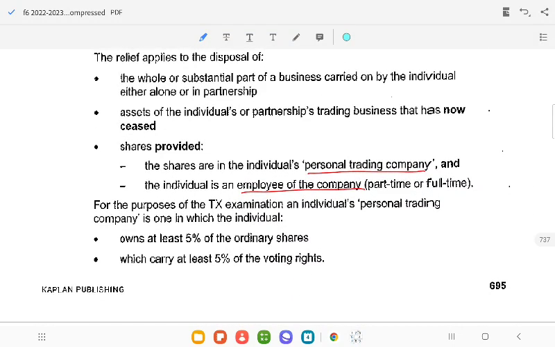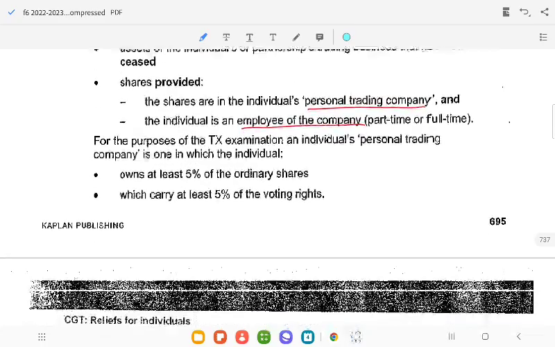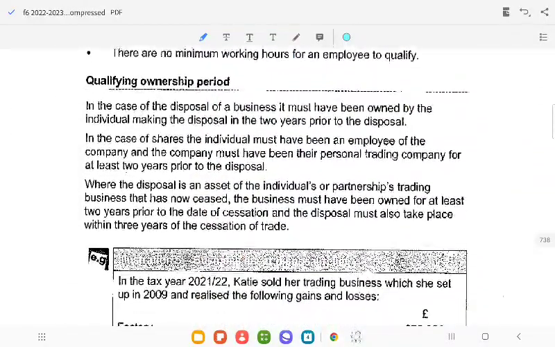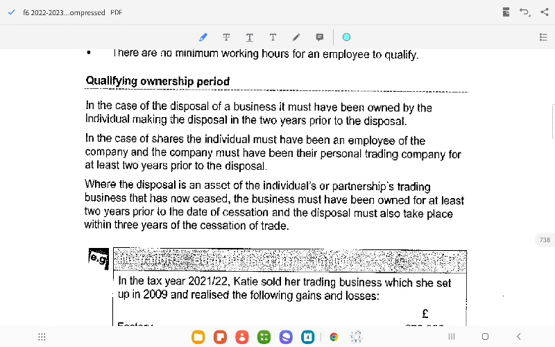It is a company in which the individual has 5% ownership of ordinary shares or 5% of voting rights. The qualifying ownership period is 2 years in every situation. For example, a business must be owned at least 2 years before disposal. In case of shares, the individual should be an employee for at least 2 years or have held the company as a personal trading company for 2 years.